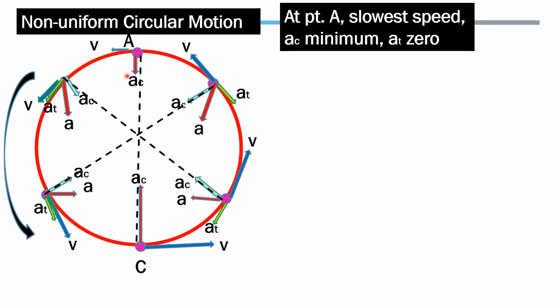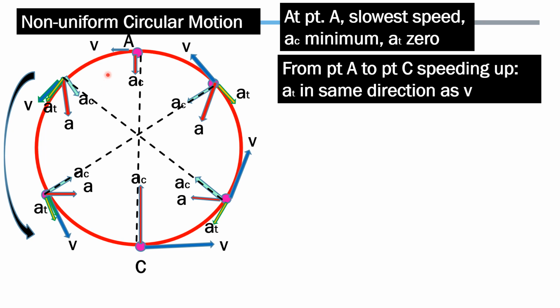Alright, now what about at other points? Okay, after point A, it goes around with an increasing tangential velocity. So we say that the object is speeding up. As it passes point A and continues to move towards point C, the speed, or tangential speed, of the body is increasing, and this is because of the effect of gravity.